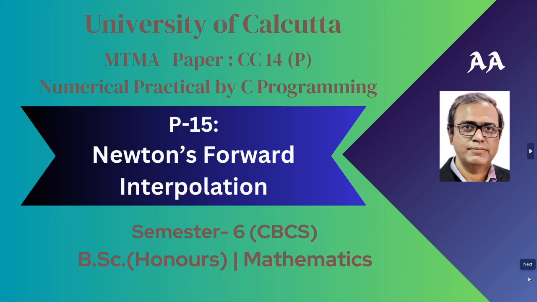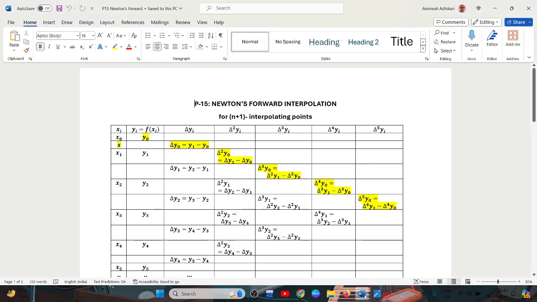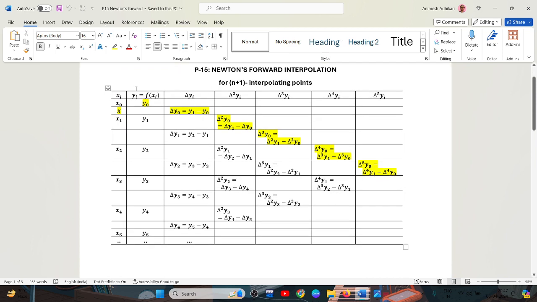And now we discuss practical problem 15, Newton's forward interpolation formula, by C programming. Newton's forward interpolation formula for n plus 1 interpolating points, and this is the difference table. The first column is xi, the second column is yi.